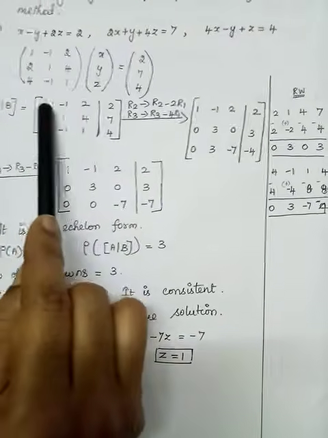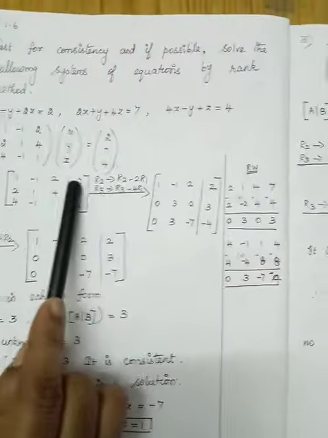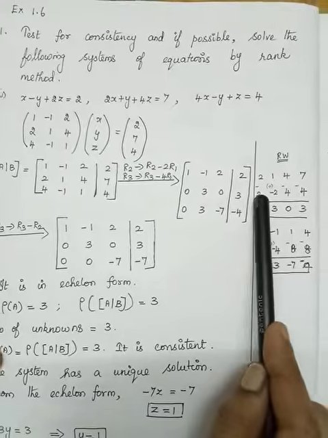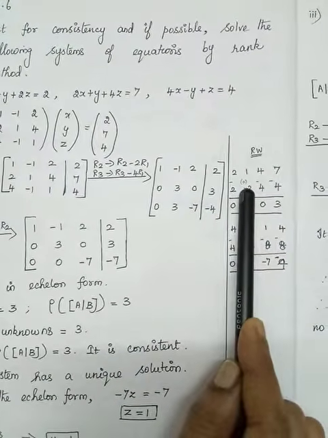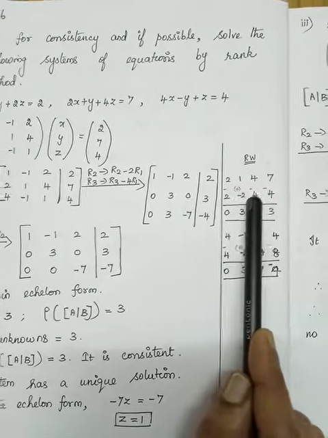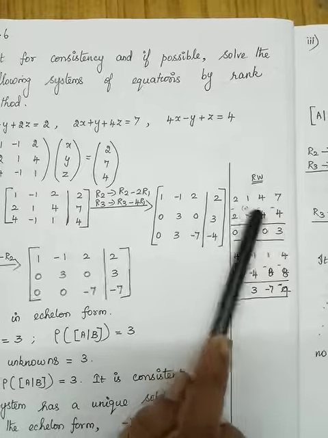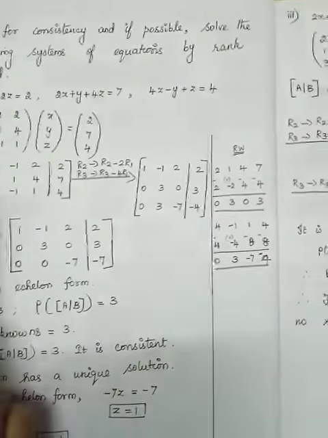What are the R1 elements? 1, minus 1, 2, 2. These elements have to be multiplied by 2, so it becomes 2, minus 2, 4, 4. In between you have subtraction, so you have to change the sign. So you will get this answer, and I have written the answer here. And what is the next step?